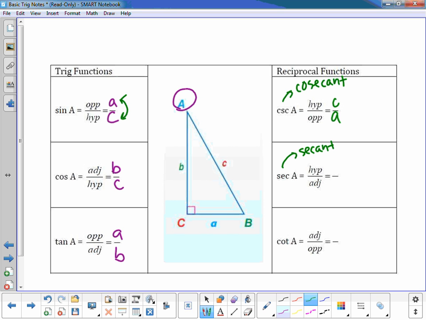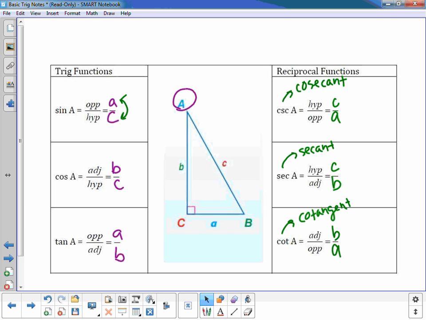And again, that means I'm taking cosine and flipping it upside down. So I'm looking at hypotenuse over adjacent. Hypotenuse is C, adjacent is B. And the reciprocal function of tangent is called cotangent. The cotangent would be adjacent over opposite. The adjacent would be B, and the opposite would be A.